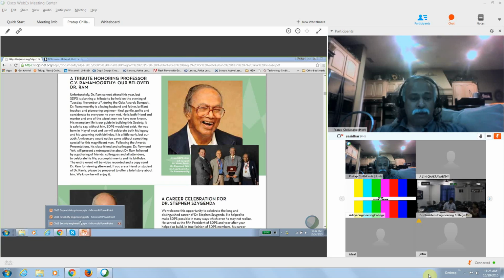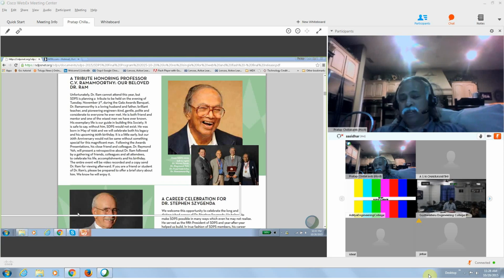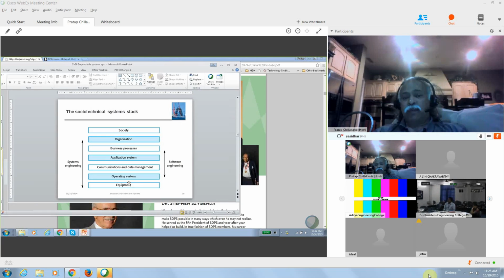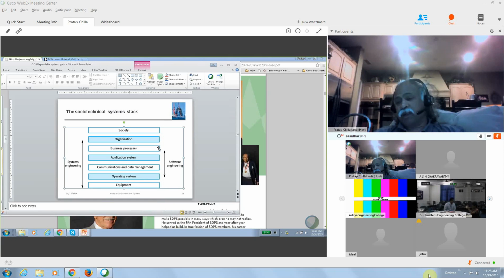Just as a side note for you. Okay, so when we talk about software engineering, it is no longer at these lower levels of this stack. It's going all the way to the society, all the way to the top. What you're doing now.